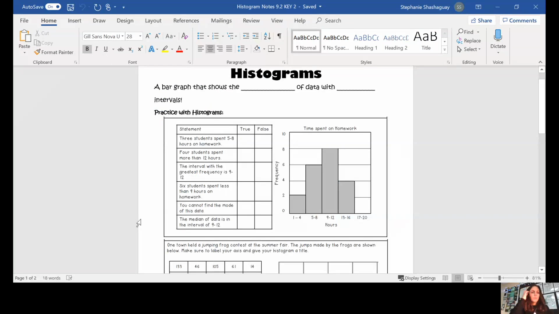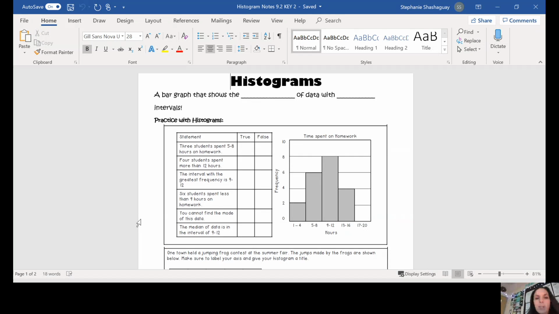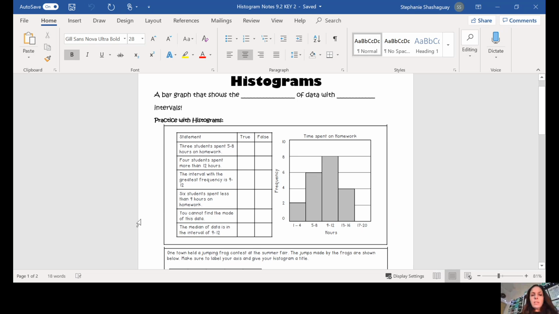In this assignment, you will see that there is a page of notes and a page of practice problems. I will start you off on one of the practice problems and allow you to finish it. And the other practice problem you need to do on your own. So let's go ahead and get started.